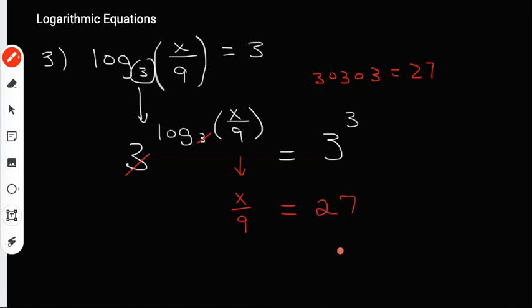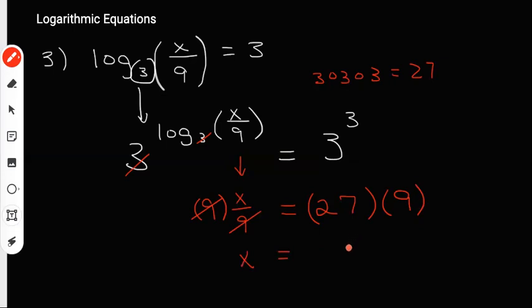And now the last thing that I have to do, one more step, I need to get rid of that 9 in the denominator. So I'm going to multiply both sides by 9. So that way the 9 in the numerator and the 9 in the denominator cancel each other out. And I'm only left with an x, my variable.